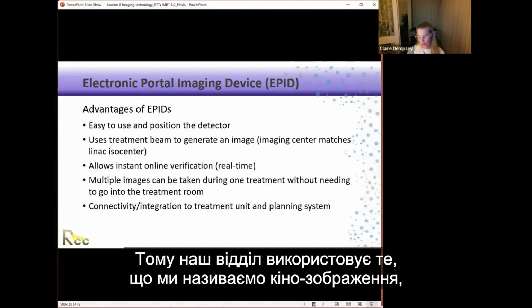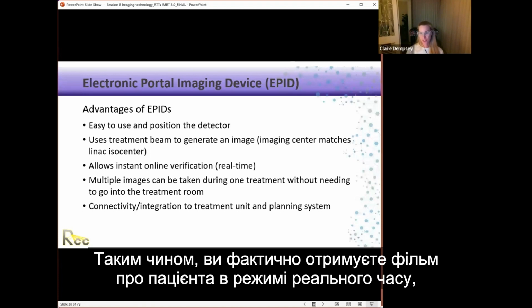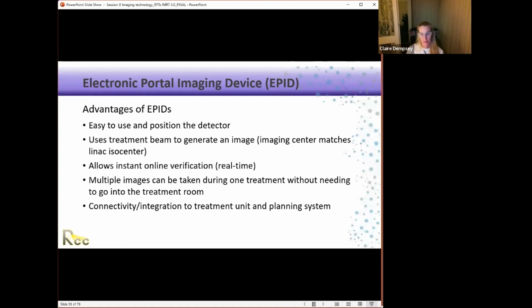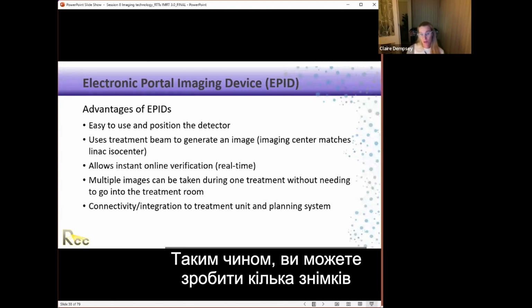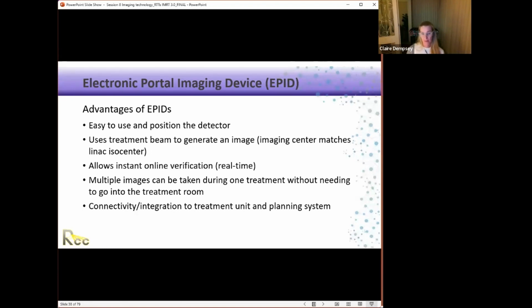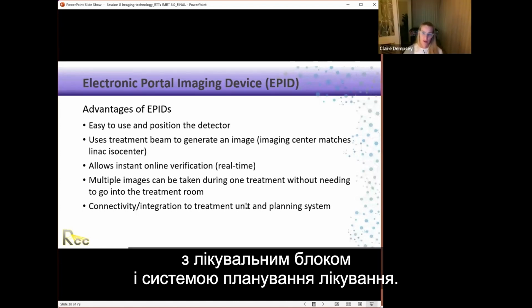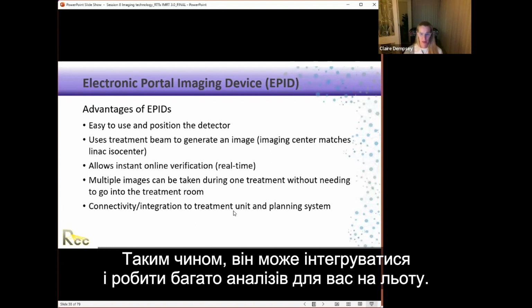Our department makes use of what we call cine imaging, which is like cinema, like movies. So we take cine images of our patients, and you actually get a movie of the patient in real time as the treatment is going on. So you can take multiple images during one treatment without needing to go into the treatment room at all. And obviously there's direct connectivity and integration to the treatment unit and the treatment planning system as well, so it can integrate and do a lot of analysis for you on the fly.